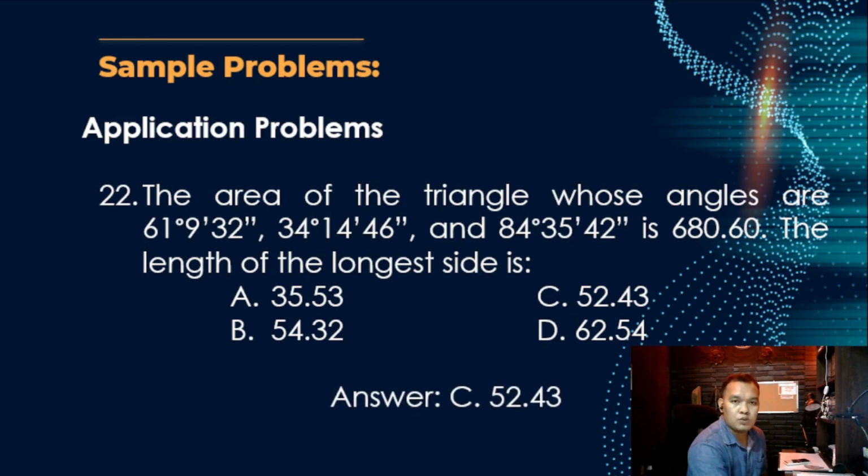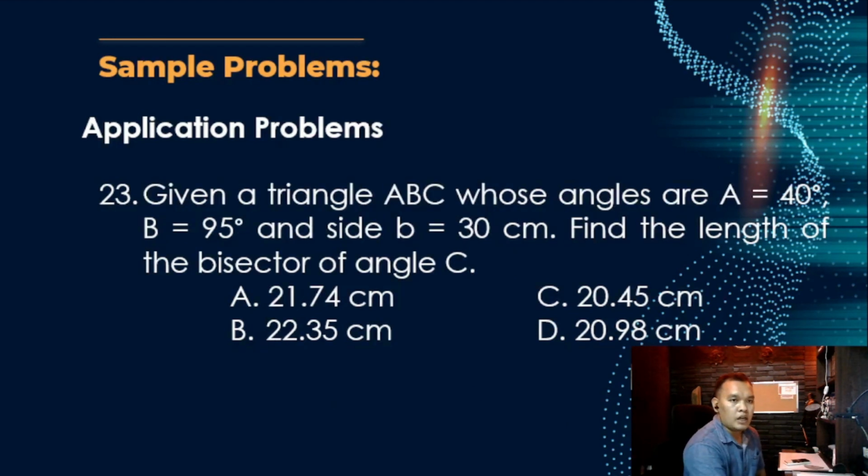Okay, let's proceed to problem number 23. So, given the triangle ABC, whose angles are A is equivalent to 40, B is equivalent to 95, and side B is equivalent to 30 cm. Find the length of the bisector of angle C. Okay?